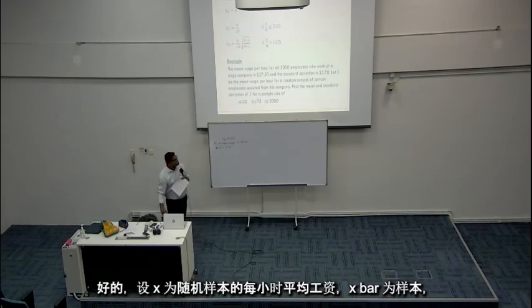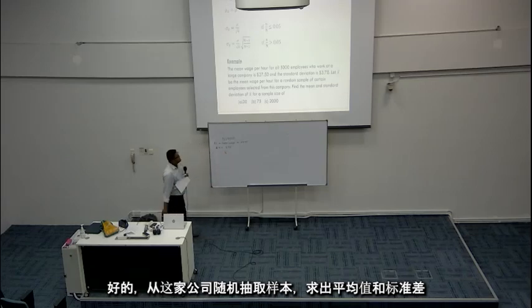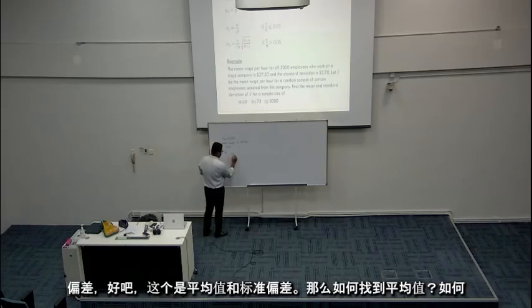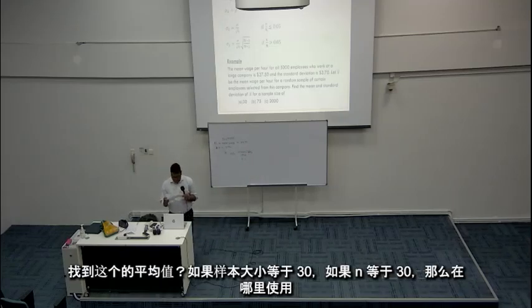Alright, so let x bar be the mean wage per hour for a random sample. X bar will be for a sample, a random sample selected from this company. Find the mean and the standard deviation for this one. So how to find the mean if the sample size n is equal to 30?